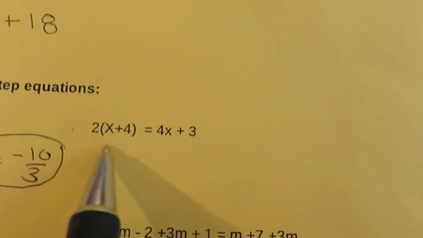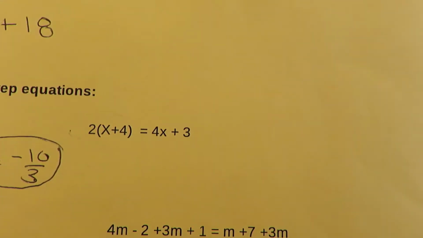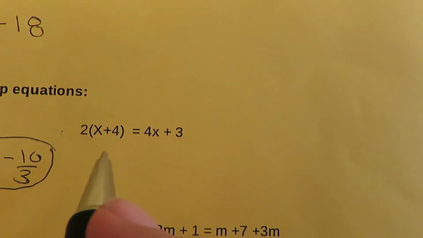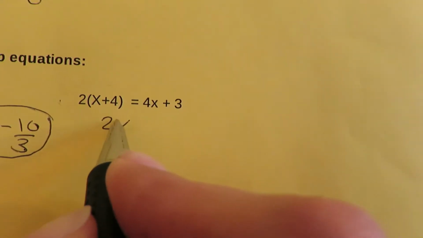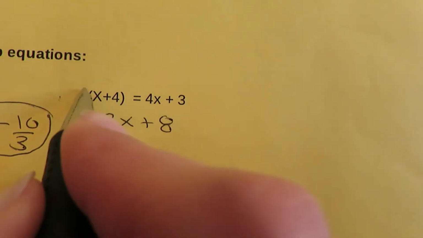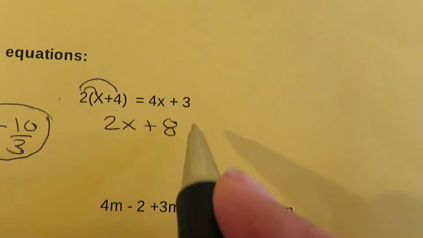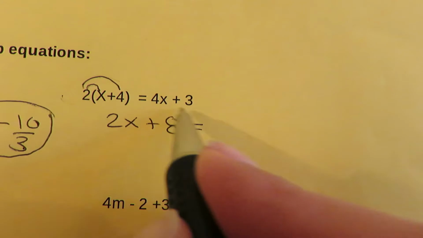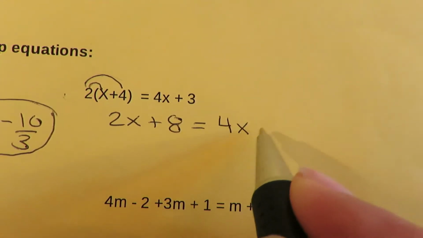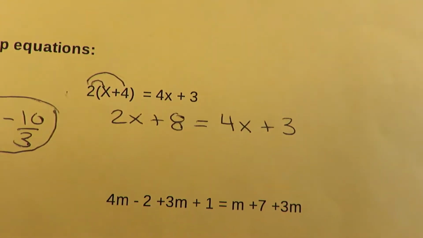Again, looking at one side first, is there anything I can do to combine or distribute? And I see that I can distribute. So I can go 2x plus 8, because that's 2 times x, and 2 times 4, equals nothing to combine over here, so that's just 4x plus 3.